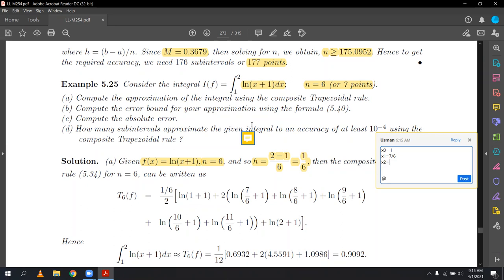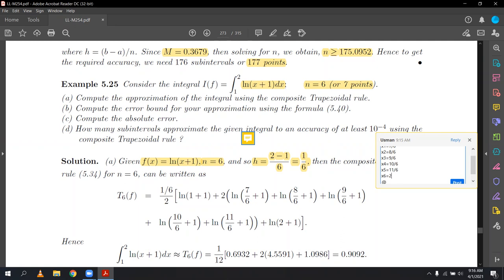x2 is 7 by 6 plus 1 by 6, it is 8 by 6. x3 equal to what? 9 by 6. x4 equal to what? 10 by 6. And x5 equal to what? 11 by 6. And your x6 is equal to what? 2, which is 12 by 6. So those are the points you have here.